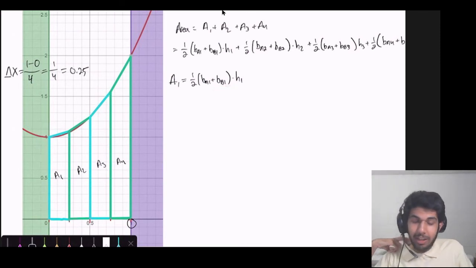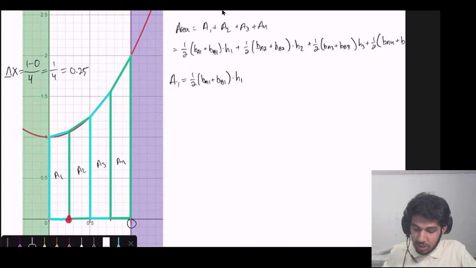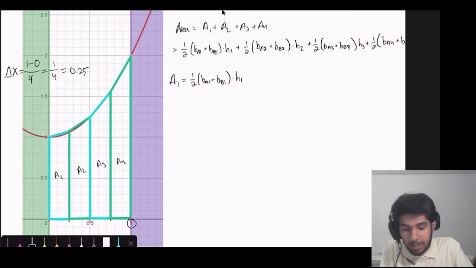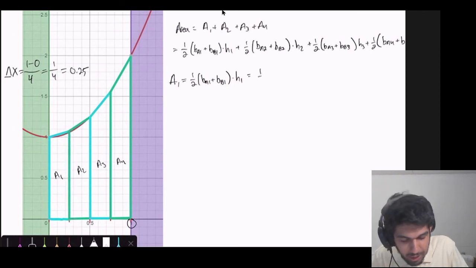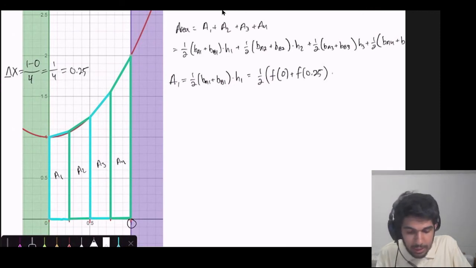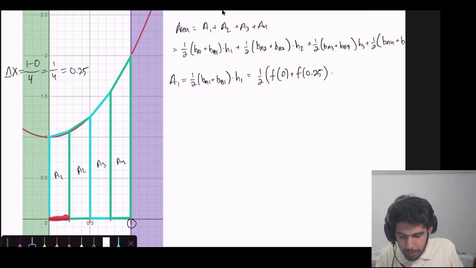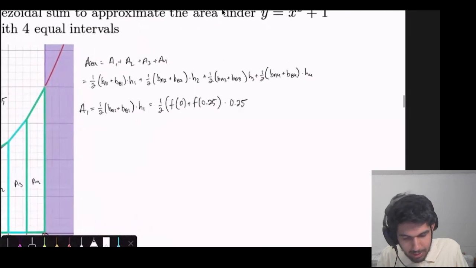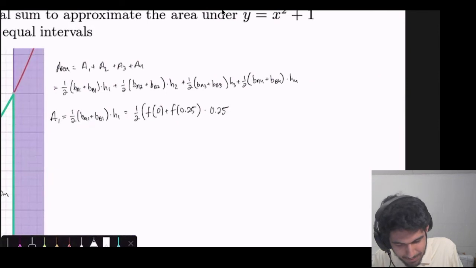b1 is the height of the second base. So that starts at 0.25, and then we trace upwards until we hit the function. So that will be of length f of 0.25. So this is going to equal 1/2 f of 0 plus f of 0.25 times the height, which in this case is this bottom part here, which we said was 0.25. Right, and we can compute this.